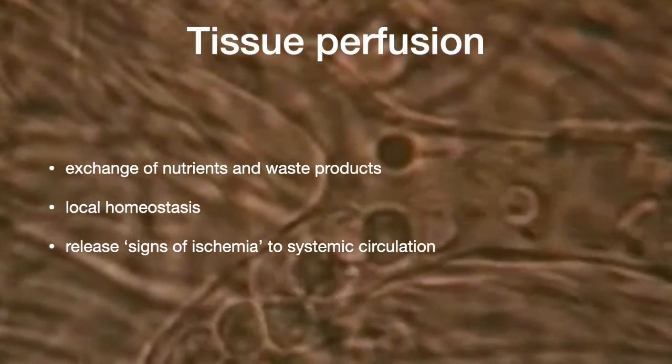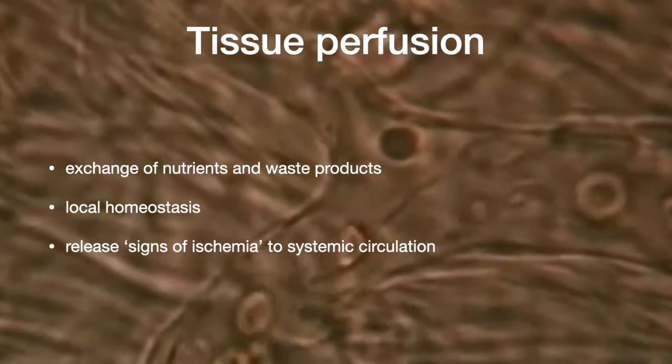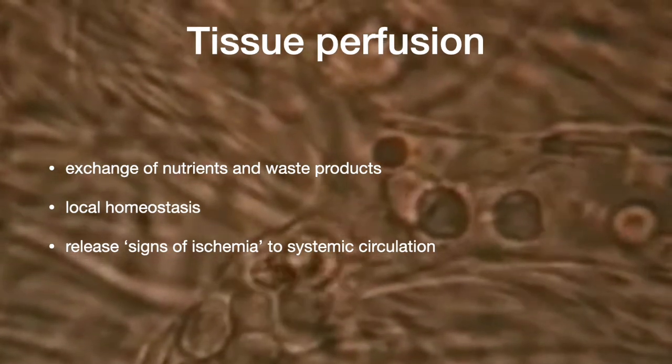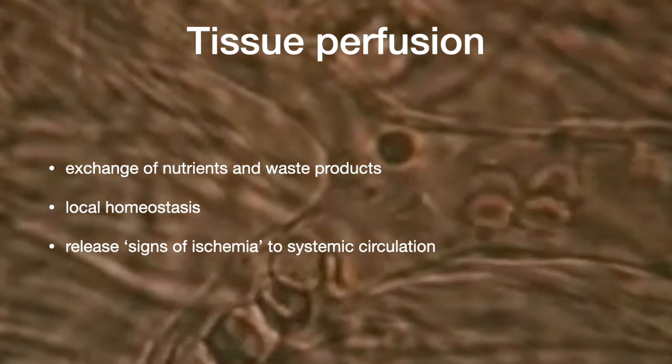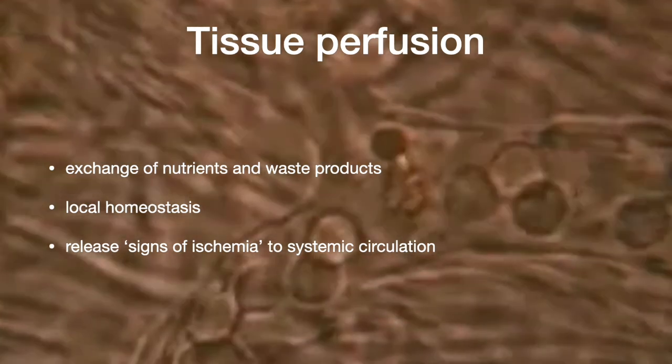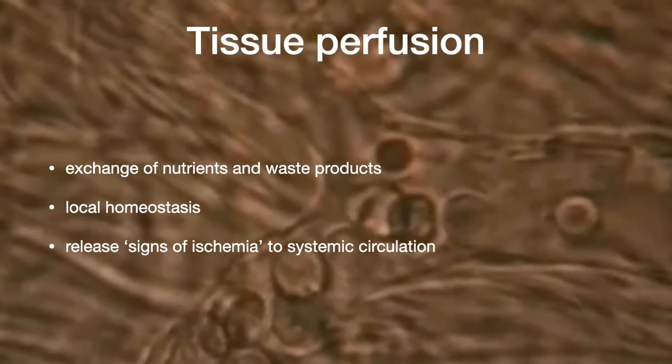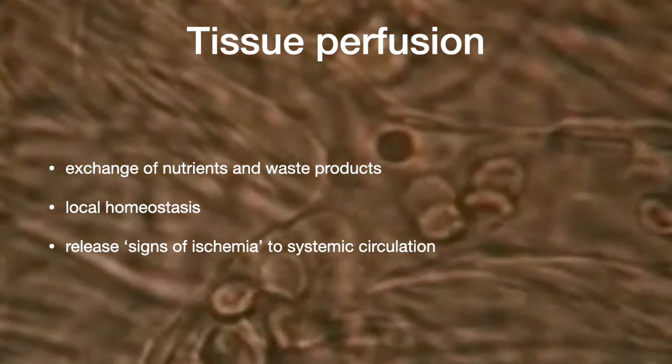Capillaries are crucial for the exchange of nutrients and waste products. They ensure local homeostasis. Any signs of ischemia will be washed away and transported to the control centers of cardiovascular regulation.